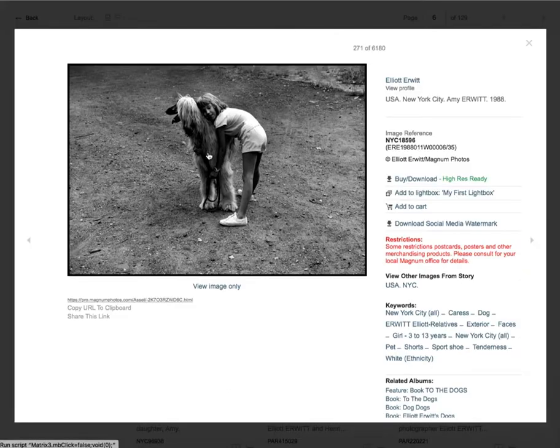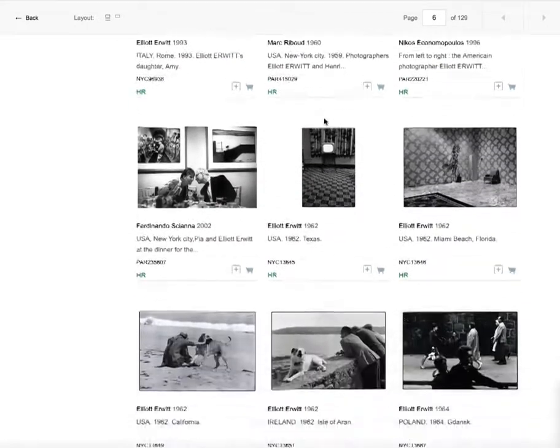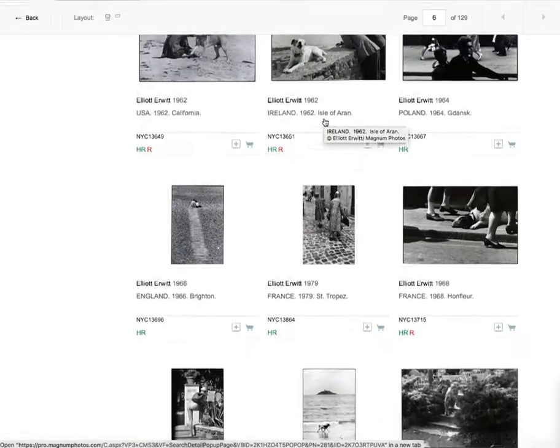I always like this photograph. Very dramatic and very funny. Erwitt really understands composition, and he's an excellent storyteller.